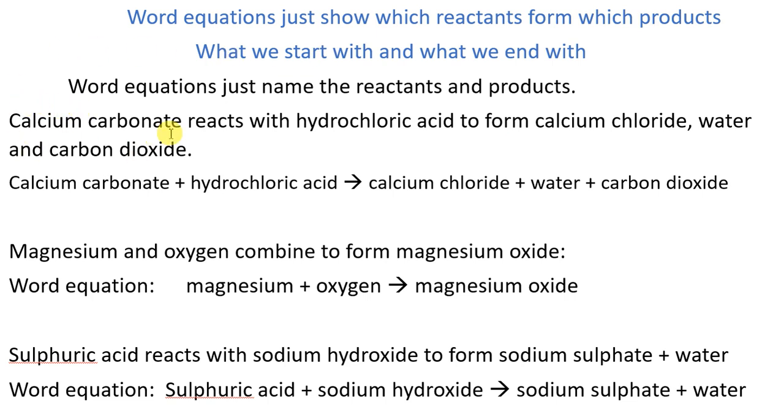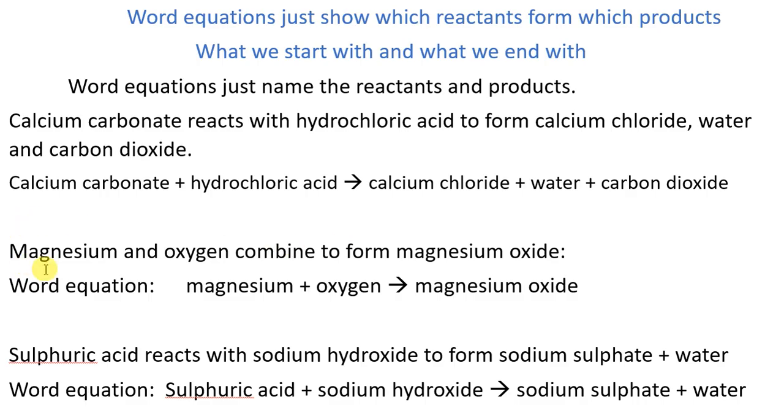So calcium carbonate reacts with hydrochloric acid to form calcium chloride, water, and carbon dioxide. That sentence can be summarized in a word equation. Calcium carbonate plus hydrochloric acid, what I start with, reacts with, is indicated by the arrow. It kind of represents the change from our reactants to our products. And I get calcium chloride, water, and carbon dioxide.